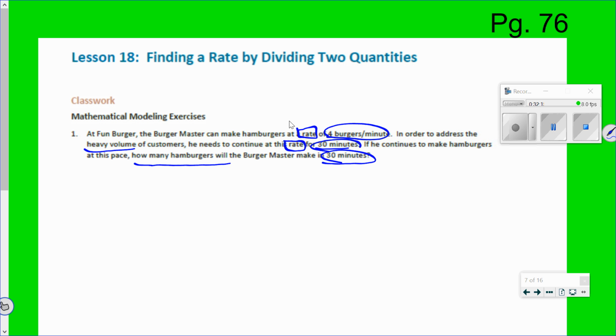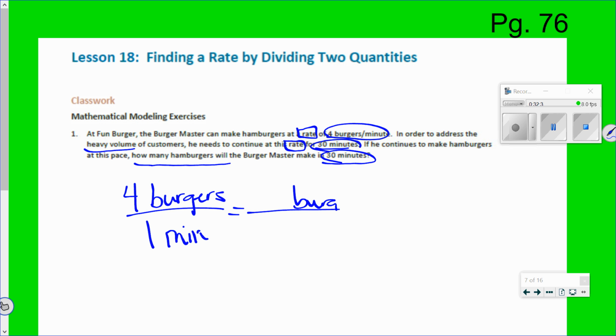So again, you can do either the elimination method or the proportion method. I actually am kind of a big fan of the proportion method. So we go 4 burgers, 1 minute, equals, draw your line. And here's why I like this method, guys. Because literally all you do is rewrite the units, then you go back into the problem, figure out what that third piece of information they gave you was, and you know exactly where it goes.